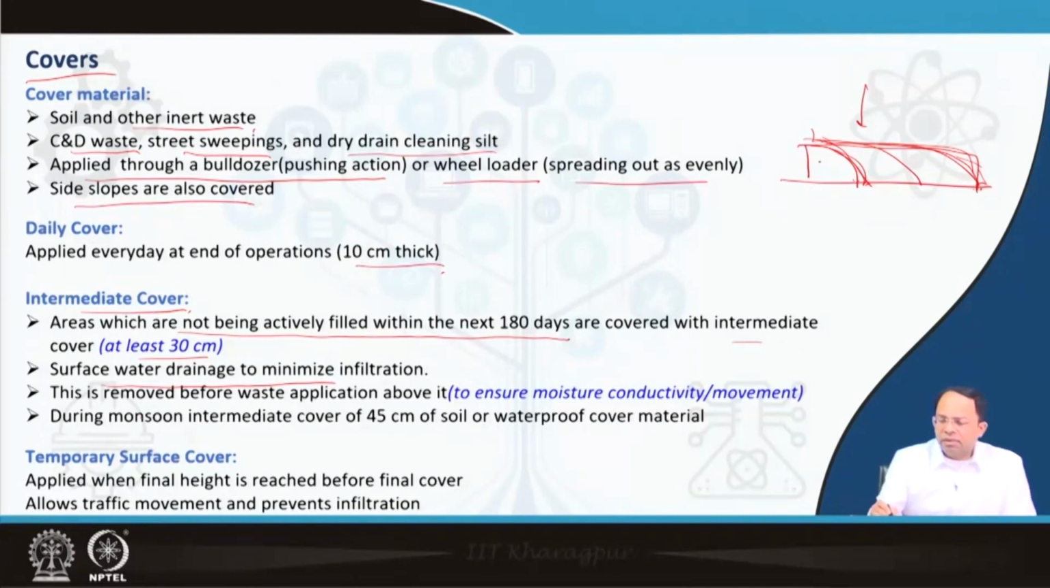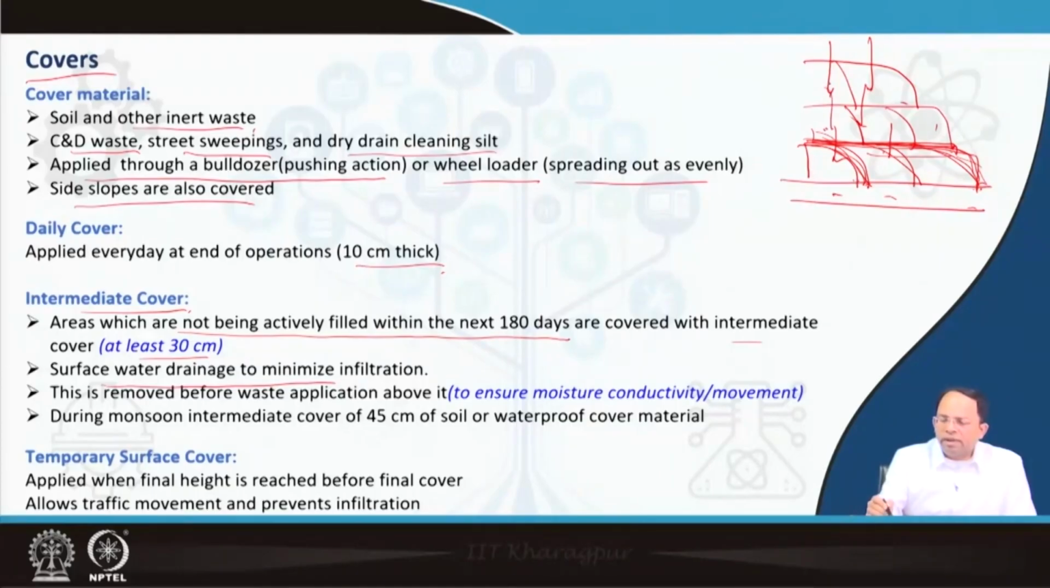But if I am now starting the second layer of operations overhead, in that case we have to remove this intermediate cover first, and then do the cells above it. Why? Because if I keep this particular 30 centimeter layer, it may prevent moisture from going down. We want the moisture to go down from the top of the waste. Once it enters the landfill, we will allow it to go down so that it reaches the drainage layer. So the intermediate cover is temporary. I have to remove it and then allow water to get inside, right?